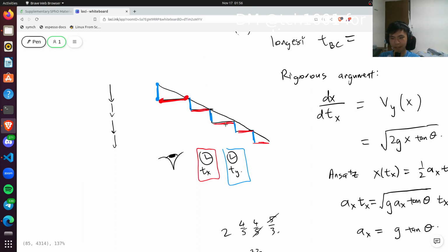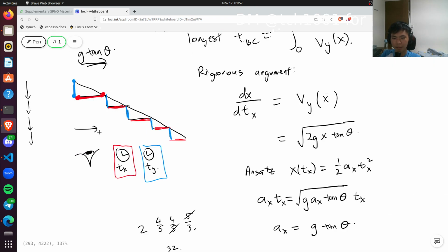Then what does it look like? It looks like it's falling at constant acceleration g. Then the question now is, what if I take all the x times and I piece them together? The answer is actually it's going to look like it's traveling at horizontal acceleration g tangent theta. Okay, and why is that so? Here's why I say so.